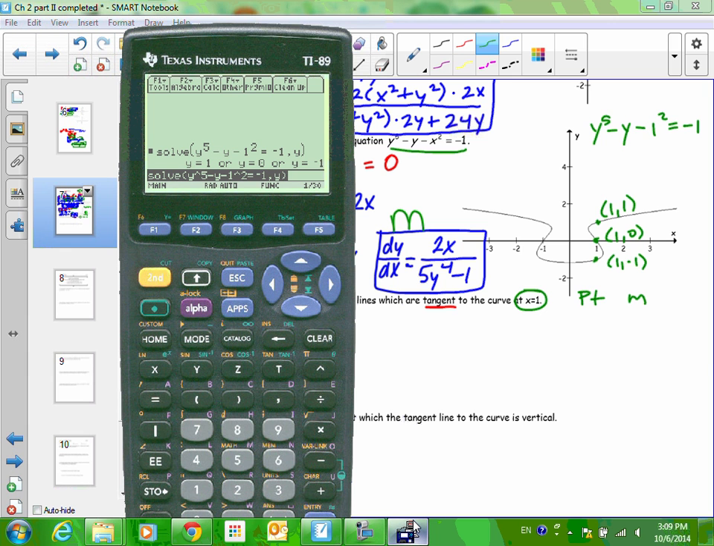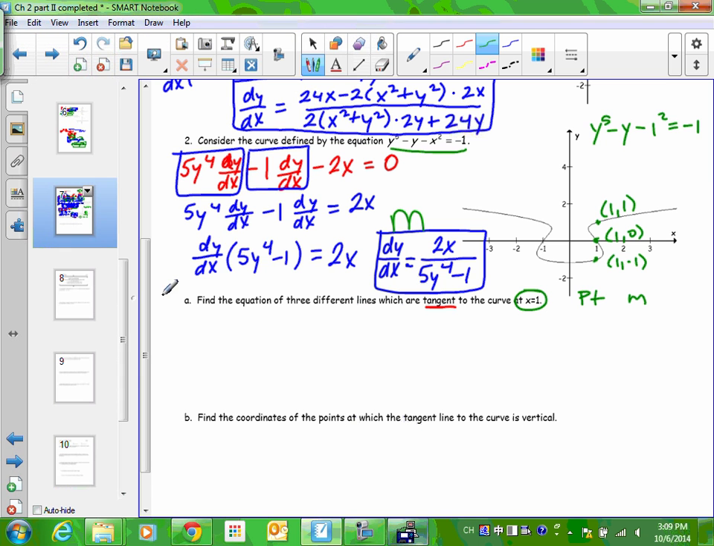Because now we know the point. What am I going to do to find slope? Plug it into my dy over dx, right? Okay, so let's do this part by hand. So I'm going to actually go, here's 1, 1. I'm going to kind of separate my work into 3 sections. So if I'm trying to find my slope, okay, remember, here's my slope. So at the point (1, 1), when x is 1 and y is 1, 2 times 1 over 5 times 1 to the 4th minus 1.